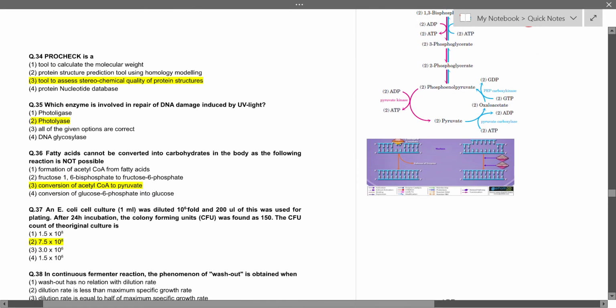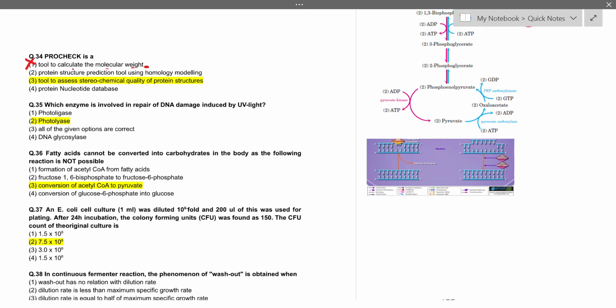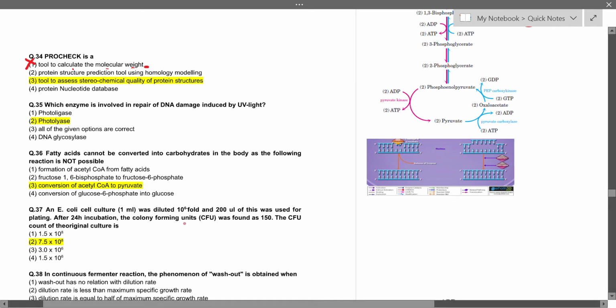Next question. Procheck is a. Is it a tool to calculate the molecular weight? No, it has nothing to do with the calculation of molecular weight. It is actually used for the three-dimensional study of protein structures. Whenever we want to study the structure of a protein, its three-dimensional structure, we use Procheck. It is a tool to assess the stereochemical quality of protein structures. So 3 is the correct option. Stereochemical quality means studying its actual structure in 3 dimensions. Protein nucleotide databases? No, we have nothing to do with the database here.